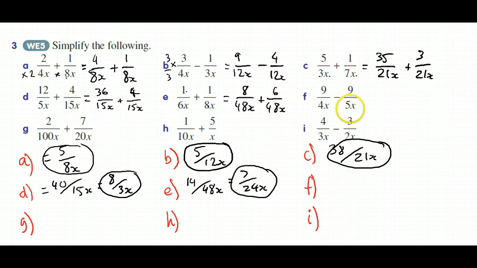In F, the lowest common multiple will be 20x. Put that on the bottom, and multiply this by 5, you get 45. Multiply this by 4 and you get 36. So 45 minus 36 equals 9 over 20x.